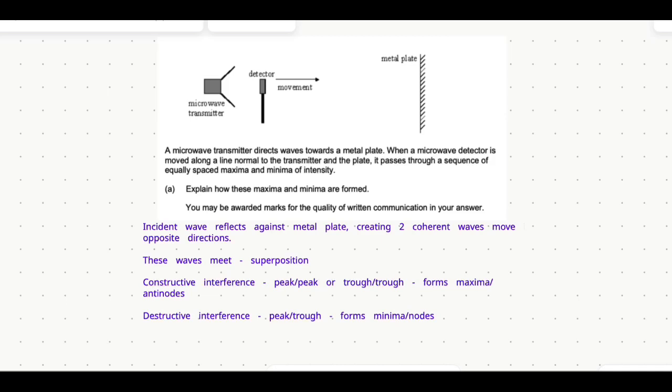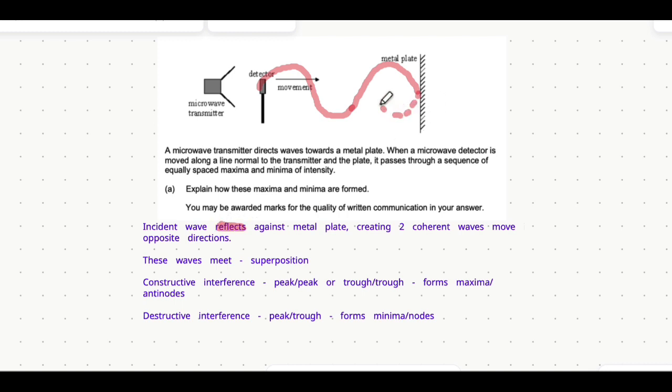In this video, I wanted to go through how maxima and minima, or antinodes and nodes, are related to stationary waves. So what we have here is a model answer, and I'm going to break it down. A microwave transmitter emits a wave which we call an incident wave. That wave will then hit the metal plate at some point because it's directed towards the metal plate. And when it hits the plate itself, it reflects.